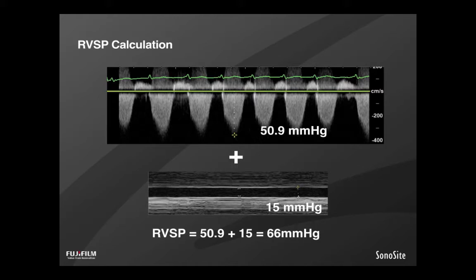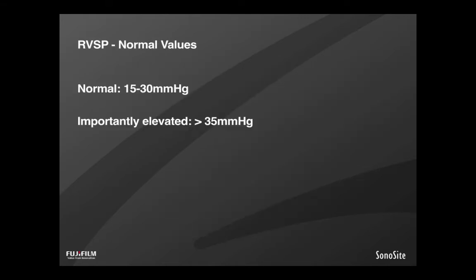And now that's quite elevated, with an RVSP over 35 technically being an area of concern. And so this would be in keeping with somebody who has significantly elevated pulmonary artery systolic pressures. And so again, the typical normal range is going to be around 15 to 30, and importantly elevated, depending on the clinical context, is greater than 35.